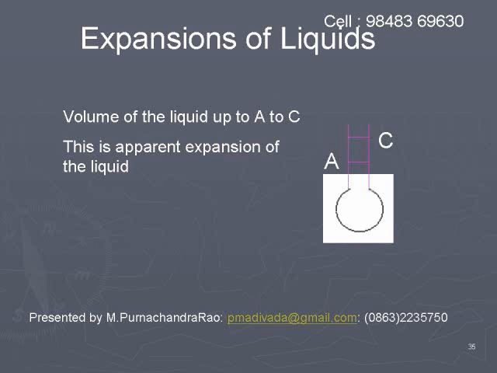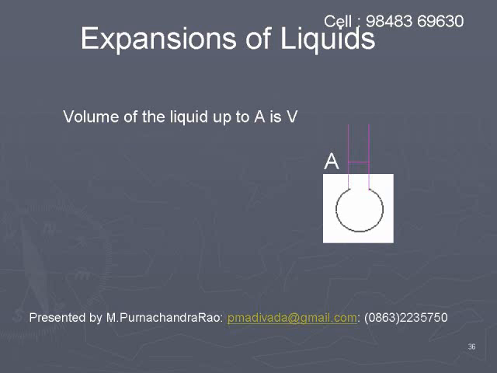Let us heat it. When we heat this container, we notice that the liquid level rises. So, we observe the increase in level from A to C. This is the apparent increase. A to C is the apparent increase.